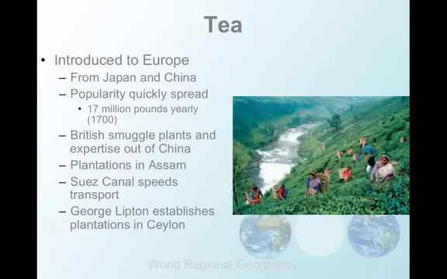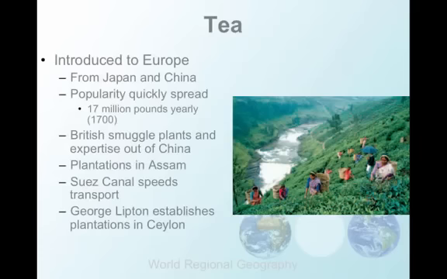So one commodity that you are probably familiar with and also may be of interest is tea. Tea was introduced to Europe in the 1600s and early 1700s. It originally came from Japan and China, and its popularity quickly spread. By 1700 or so, about 17 million pounds of tea were being produced yearly.